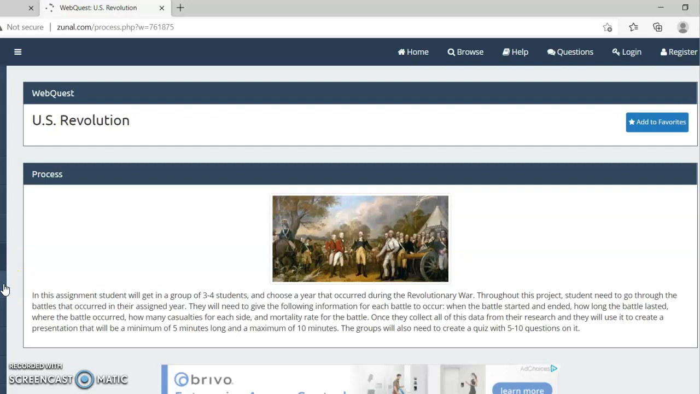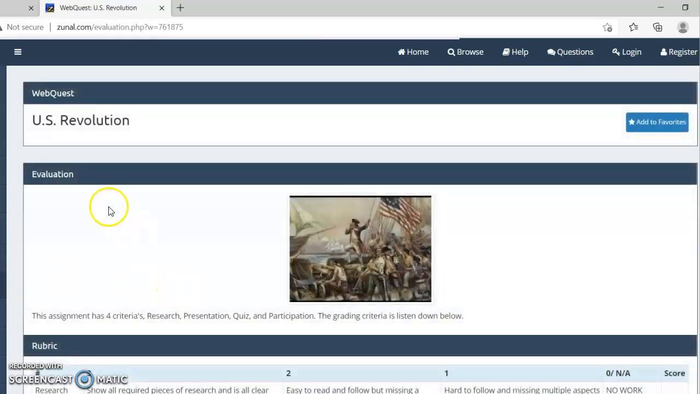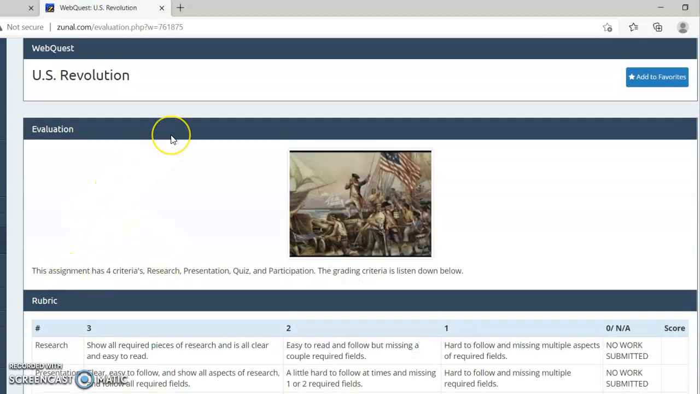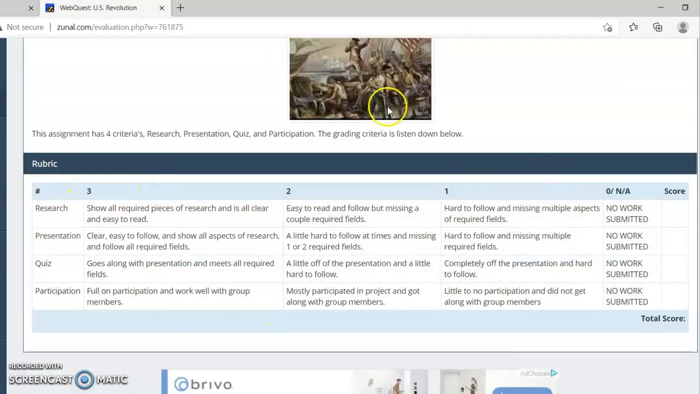Just showing off a little of everything here, waiting for everything to load. The evaluation has 4 criteria: research, presentation, quiz, and participation. Everything is on a 3-point scale. 3 points is for getting everything right: it's clear and easy to follow and understand, hits all the required marks, and you have full participation.